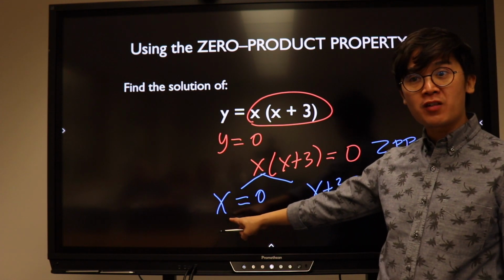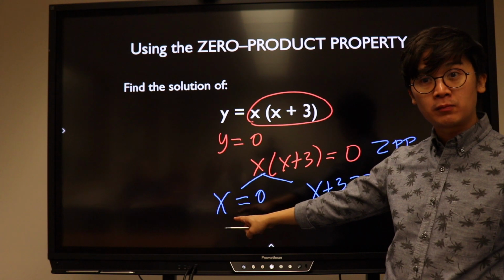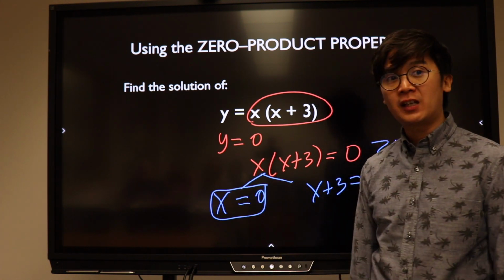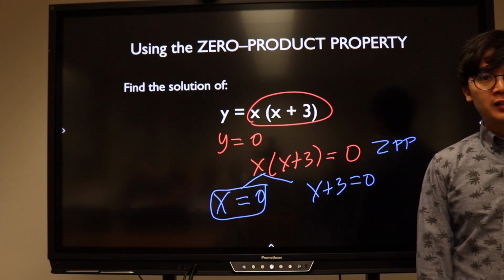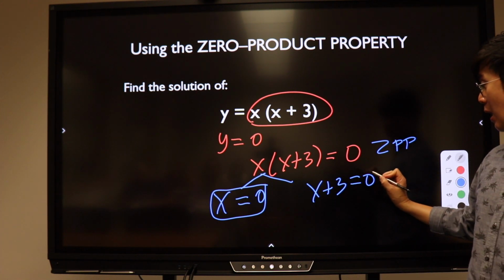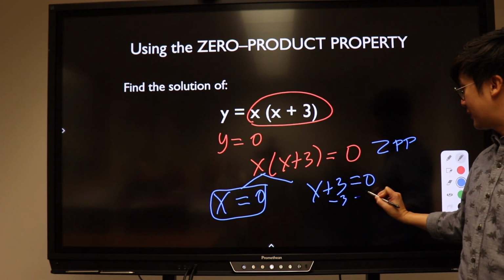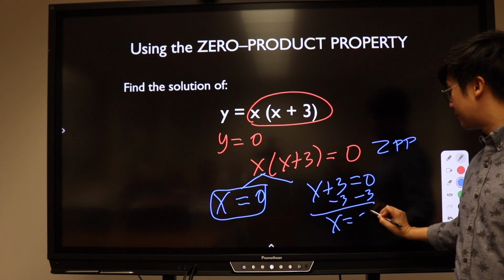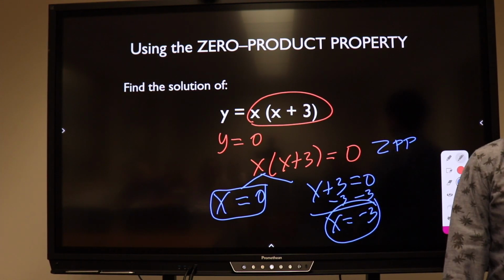Do we need to solve for x for the first solution? No. We know that it's x equal to 0. Do we need to solve it for the second one? Yes, of course. How? Minus 3. So it's x equals -3.